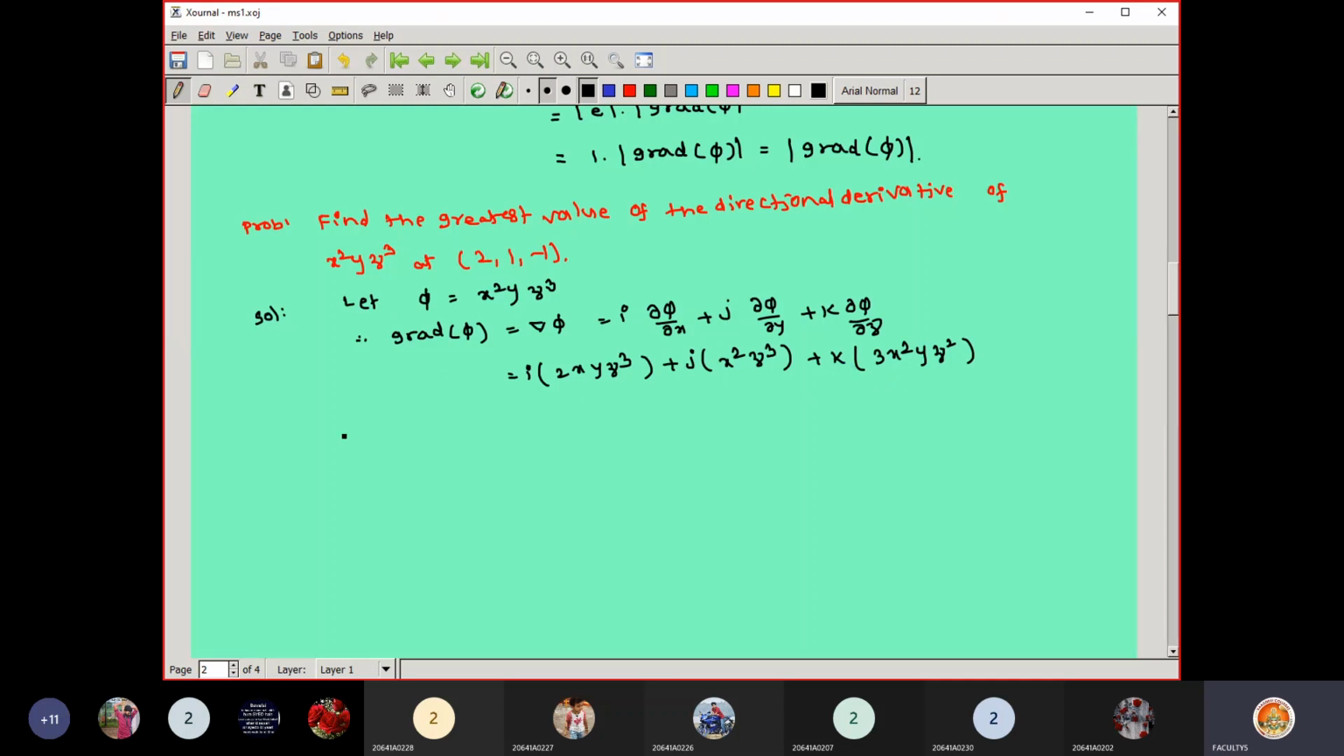Now you are using the point, which is given as 2, 1, minus 1. You calculate the gradient of phi at that point. So it is equal to i, directly x value 2, y value 1, z value minus 1. So 2 into 2 is 4, 1, 4, minus, so it is minus 4, is it correct? Plus j, x square z cube, yes, x square is 4, minus 4 here also, plus k, you just look at the simplification.